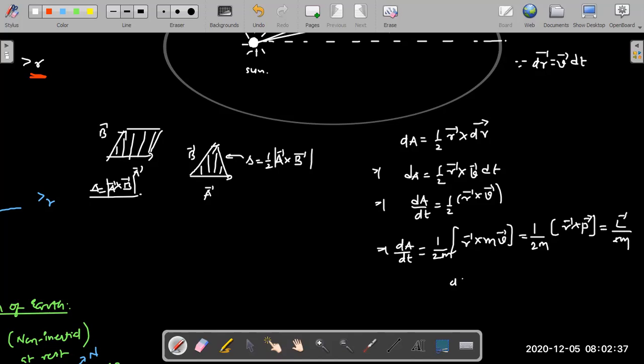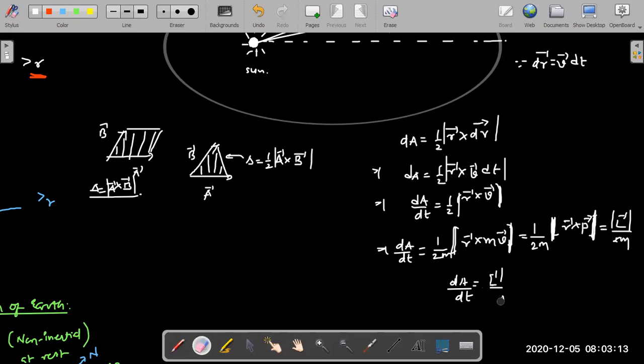So we found that the time rate of change of aerial velocity dA by dt, magnitude wise. I did not put mod over here. So everywhere you take mod, if you want to talk about only the area's magnitude. Because we usually consider area as a vector, that's why I did not do it. But if you want, you can put a mod over here. So everywhere will be a mod. So this will be magnitude of L bar by 2m. So dA by dt is L bar magnitude by 2m, or L by 2m.